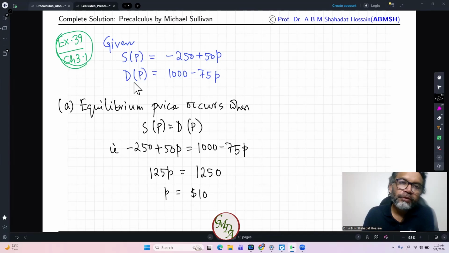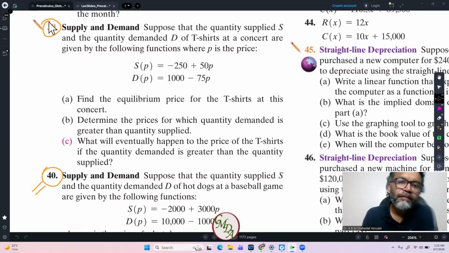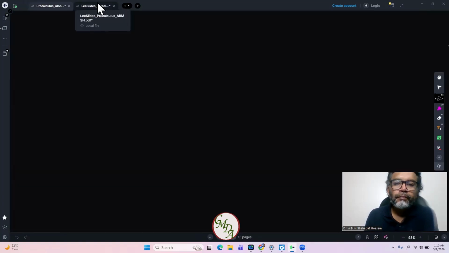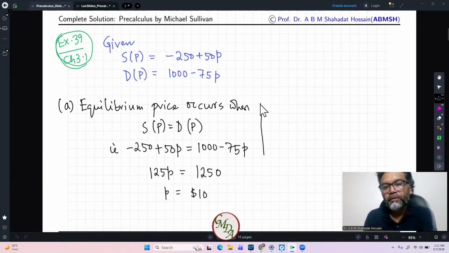And the second question, part B, is asking to determine the price for which the quantity demanded is greater than the quantity supplied. But we can also add the equilibrium quantity; the question may ask it. In addition, we need the equilibrium point when we draw the graph. আমরা যখন graph আঁকবো তখন আমাদের equilibrium point is necessary. Point আমাদের লাগবে.